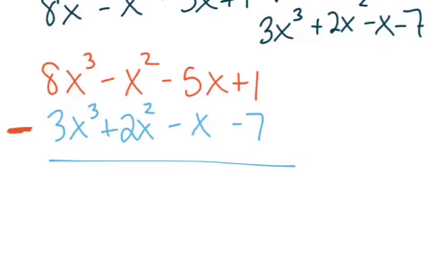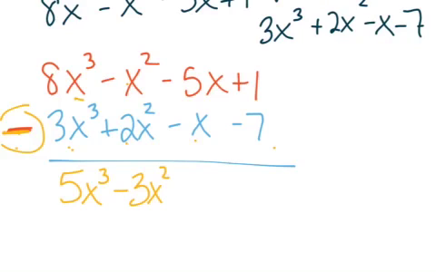Now, the big thing with this is to remember that I am subtracting all of these. So I've got 8x cubed minus 3x cubed to give me 5x cubed. I've got negative x squared minus 2x squared, which is negative 3x squared. I've got negative 5 minus a negative 1, so that's like negative 5 plus 1, so it's going to give me negative 4. And 1 minus negative 7 is going to give me plus 8. That is the one tricky part with the vertical configuration, is remembering that you're subtracting every single one of these pieces.